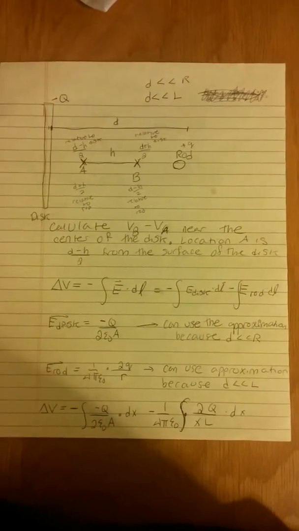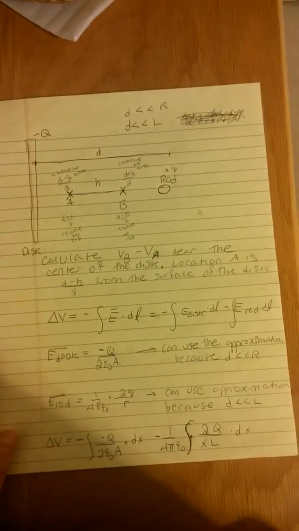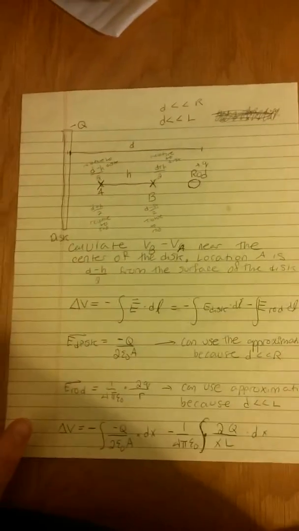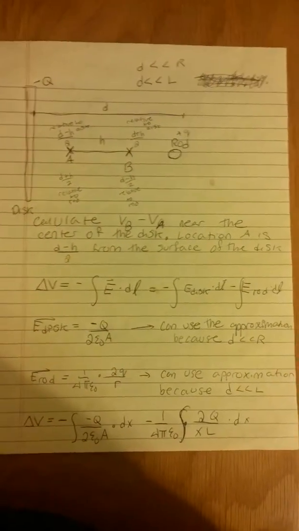This is question number 1. We have to find the potential difference from A to B near the center of a disc and a rod. So the points are near the center of the disc, so that helps formula-wise.